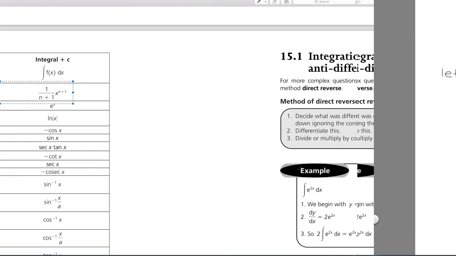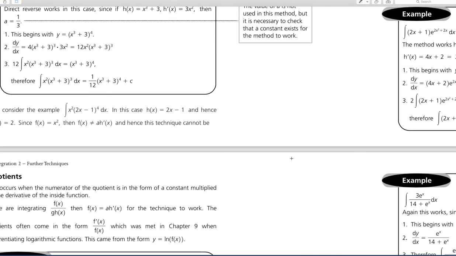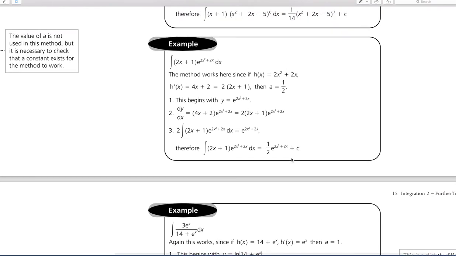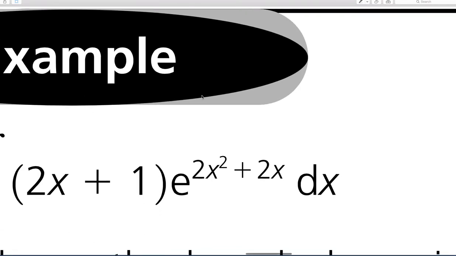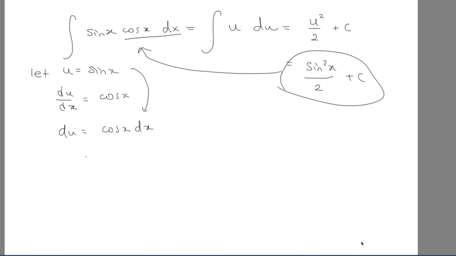Okay, what should we do next? Yeah, let's try this one as well. I want you guys to try this one on your own. I'm going to copy this and maybe paste it here. So we're doing this one.